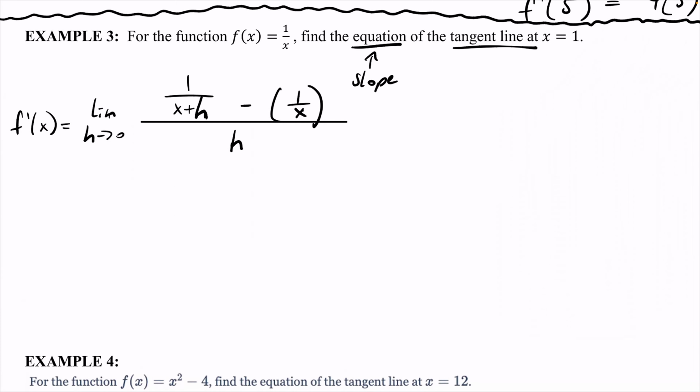So plug in 0. Do it in your head. Plug in 0. What would you get? 1 over x minus 1 over x. What is 1 over x minus 1 over x? 0. Over? 0. Work left to be done.